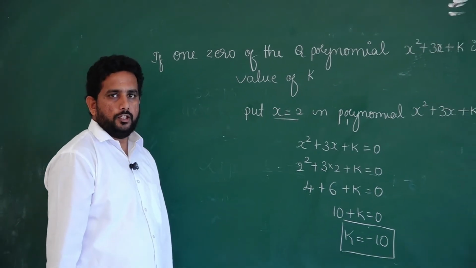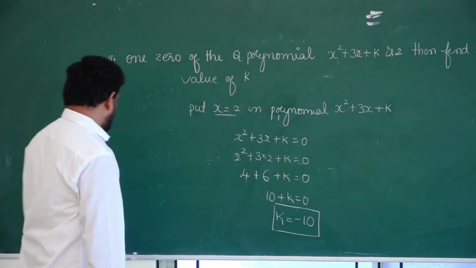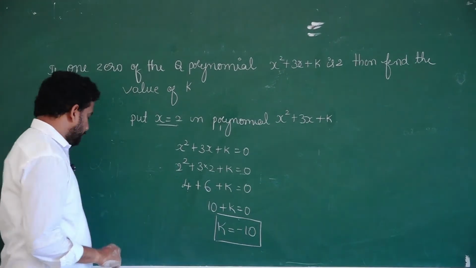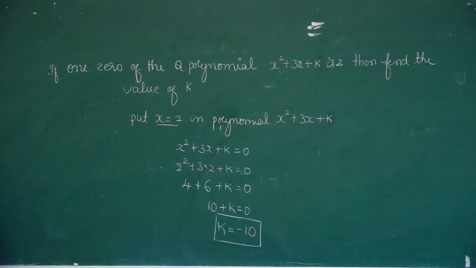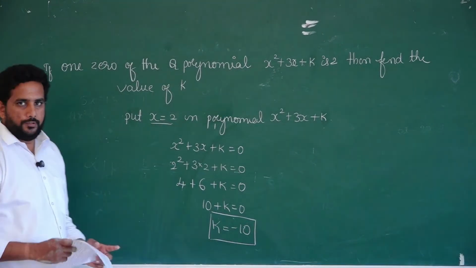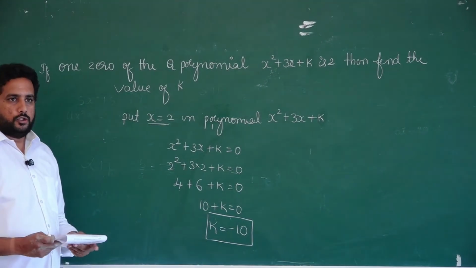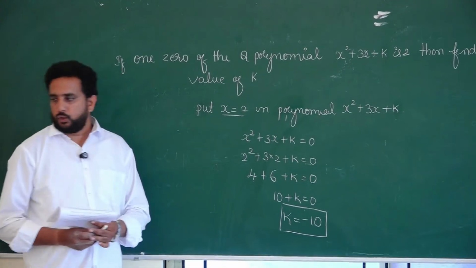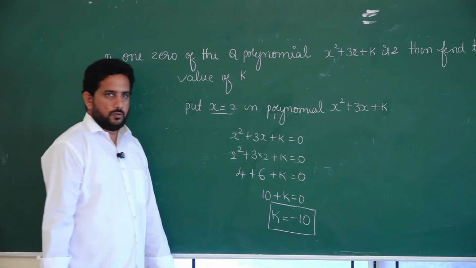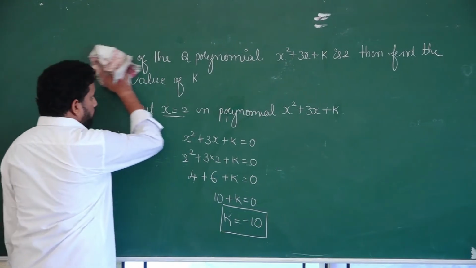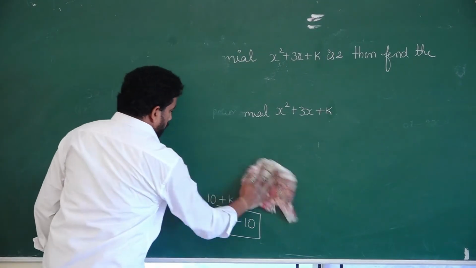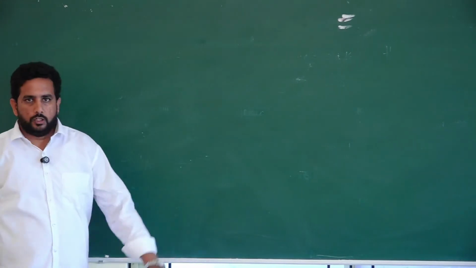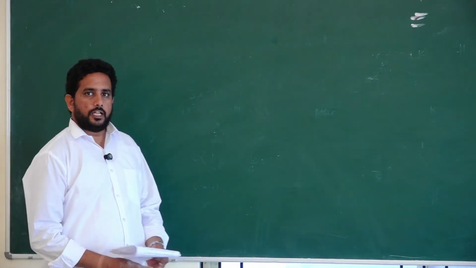Next we go to another type of question. In the next type of questions they will give the roots of the equation or zeros of the equation, and we need to find out the quadratic polynomial. So this is also important for 2 marks questions. They will ask this type of questions. This is another type of question.